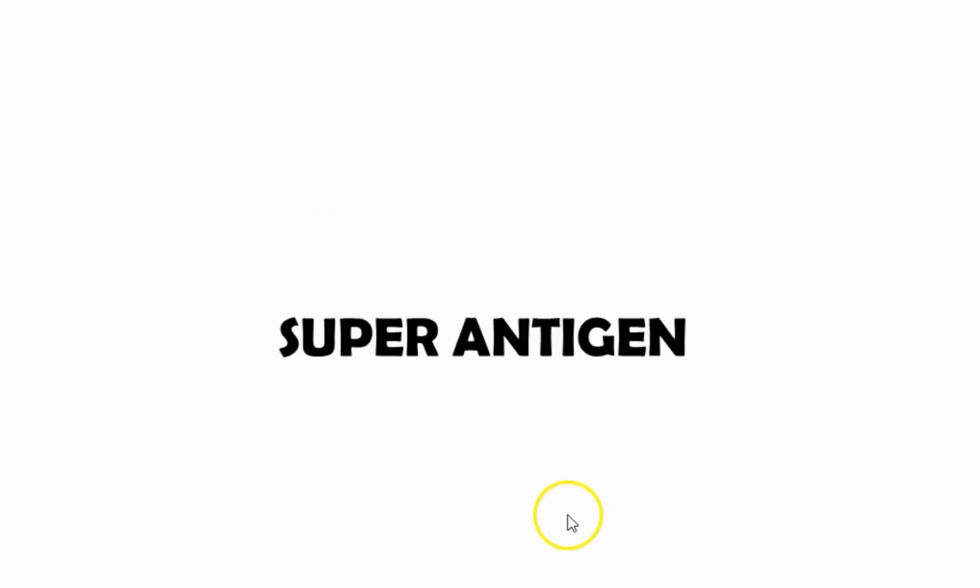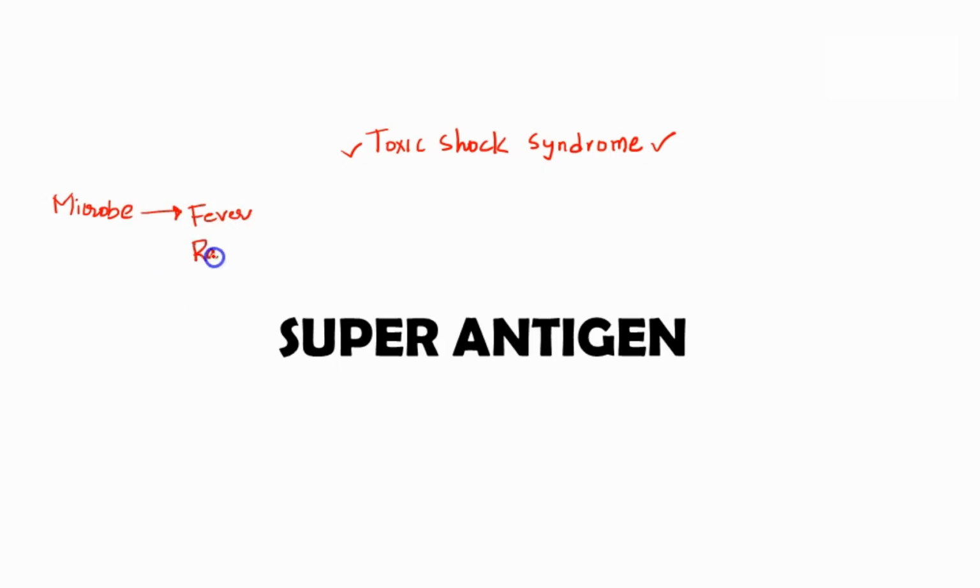Before going into the details, I would like to brief you something about superantigen. There was one syndrome known as toxic shock syndrome. The superantigen concept has taken its origin from this syndrome. Whenever a microbe enters the body, most of the time the body responds with inflammation, that is, inflammation because of cytokine release. Whenever cytokines are released, they cause a fever response. In some cases, they also cause rash.